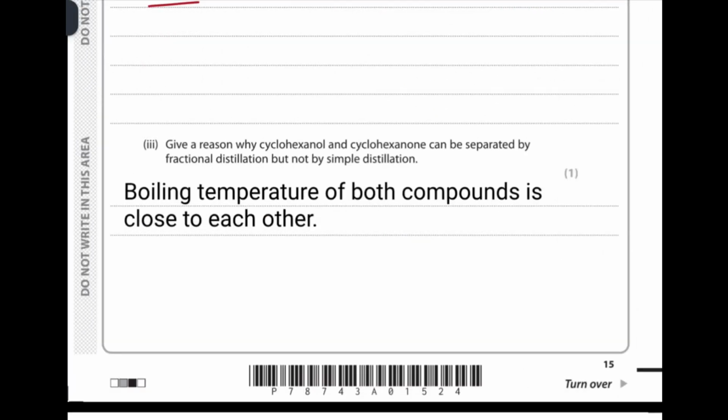Roman number 3, give a reason why cyclohexanol and cyclohexanone can be separated by fractional distillation but not by simple distillation. This is because the boiling temperatures of cyclohexanol and cyclohexanone are almost the same, right? Since the boiling temperatures of both compounds are close, you should carry out fractional distillation instead of simple distillation, right? So I have mentioned the boiling temperature of both compounds is close to each other. That's enough.